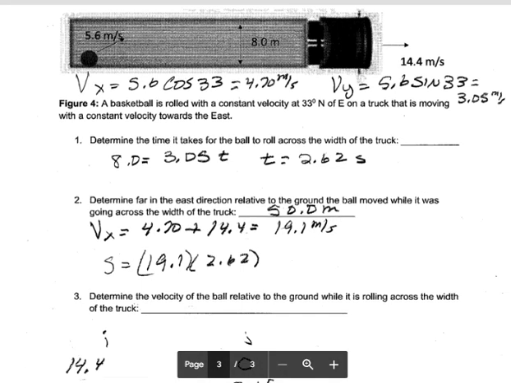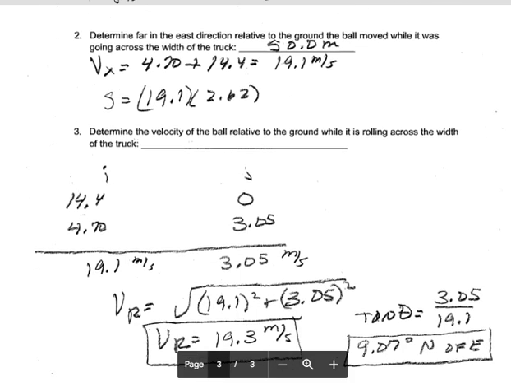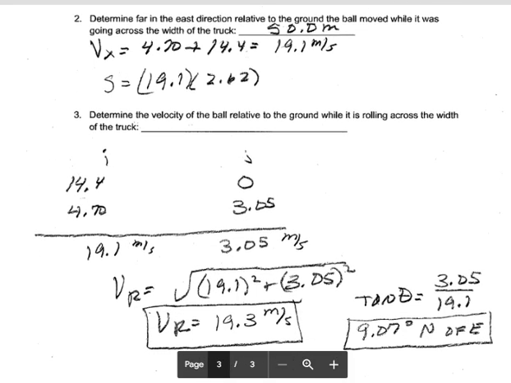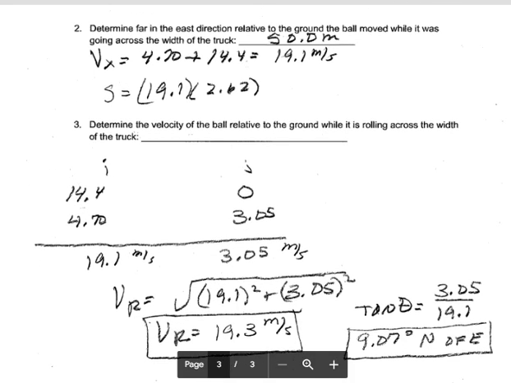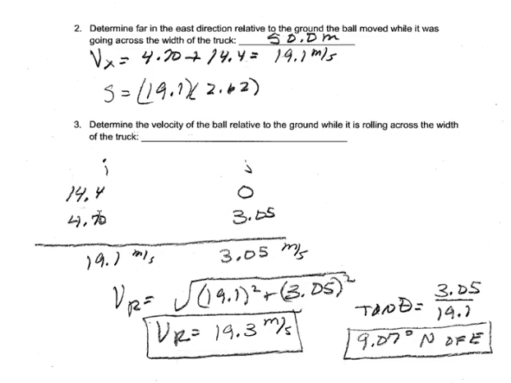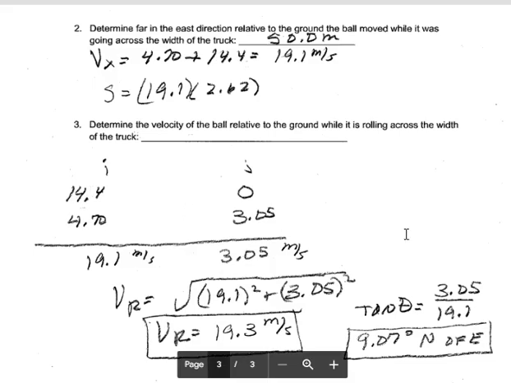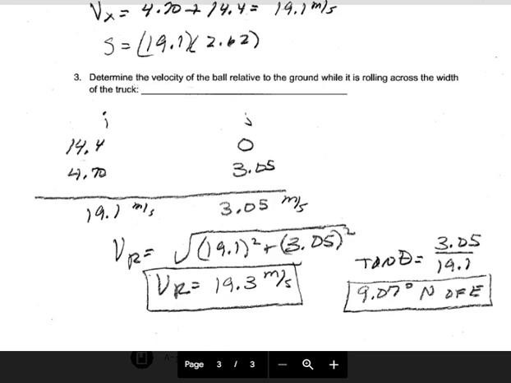And then lastly, determine the velocity of the ball relative to the ground. That's just a vector addition, with i's and j's. The 14.4 comes from the truck moving. 4.7 is my i for the ball moving on the truck, and likewise the 3.05 is the j. I add my i's and j's together, and I Pythagorize and inverse tangentize to get 19.3 meters per second at 9.07 degrees north of east. And that's how we do all those.